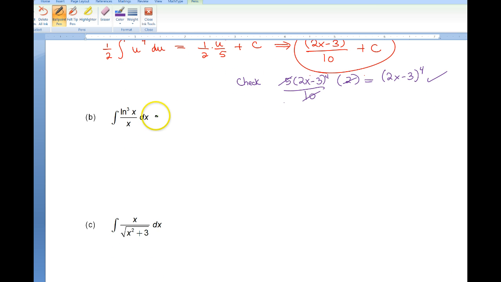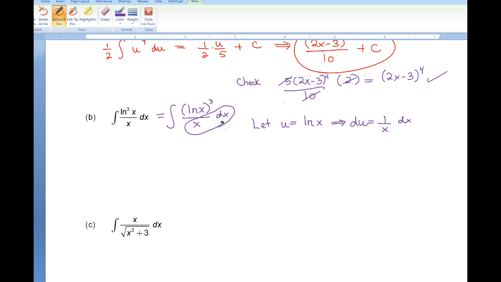Okay, this is tricky, but before we do this next one, I'm going to rewrite ln of x to the 3rd that way. So what would you let u equal to? What's inside? That's why I rewrote it that way. ln of x. So what's du? 1 over x dx. Do you see how right here? What about the x on the bottom? The x on the bottom is 1 over x.